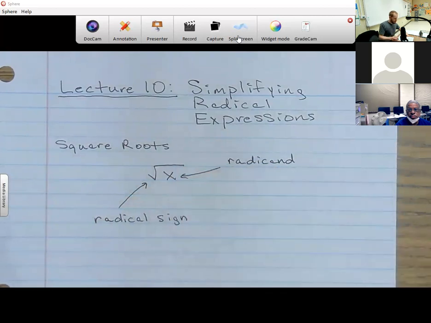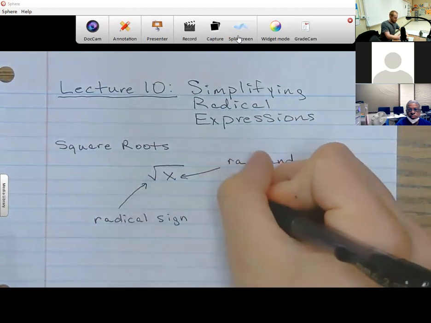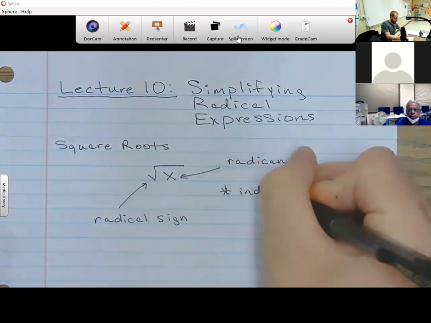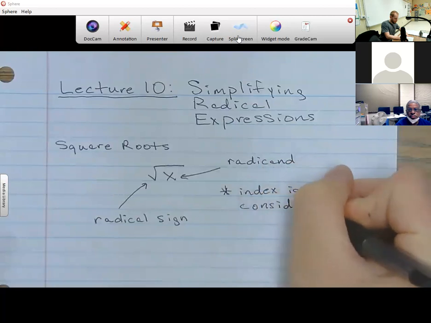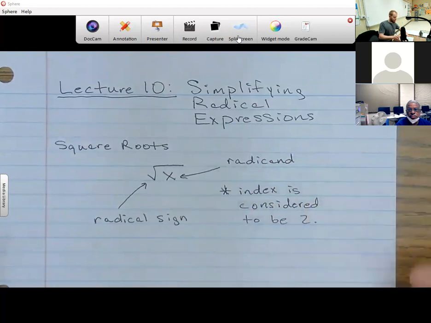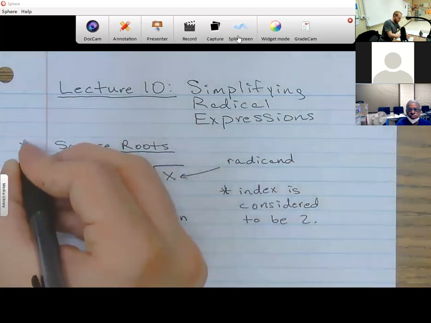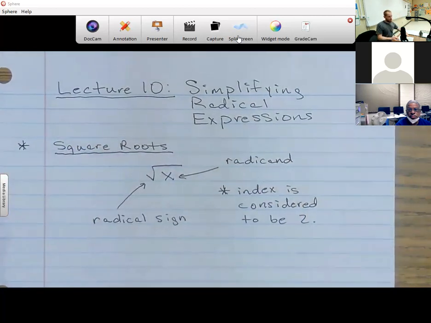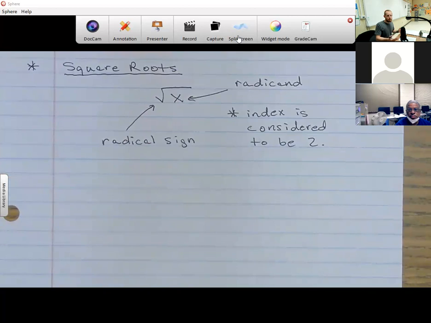And usually we have an index up here, but since this is a square root, the index is considered to be 2. We just don't write it. Okay, so that's square roots. Maybe I should underline this and put a star beside it. But that's basically what a square root is. It's a radical sign, and you have something on the inside that's called the radicand. Okay? Let's move on from that, and let's talk about cube roots, shall we?